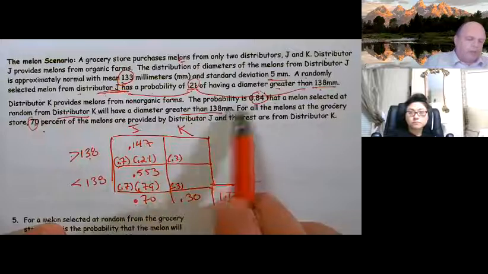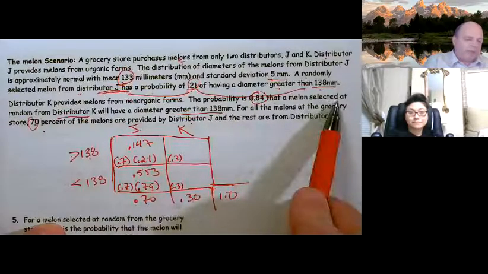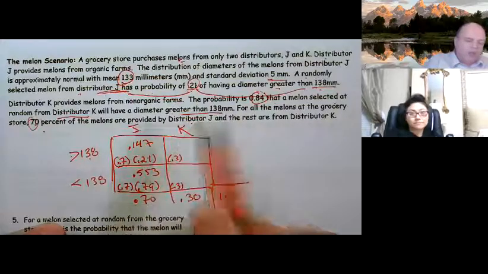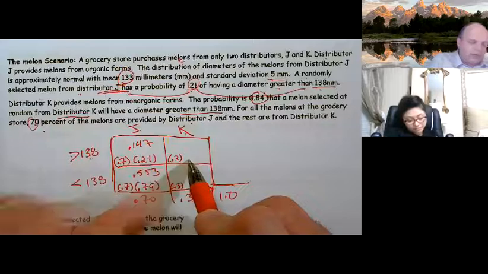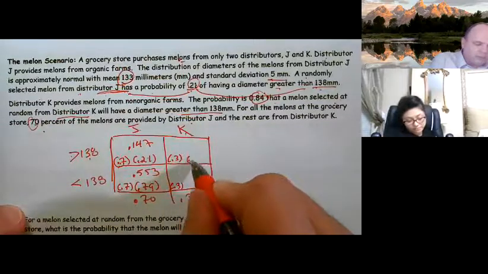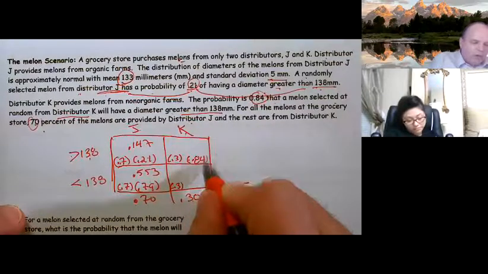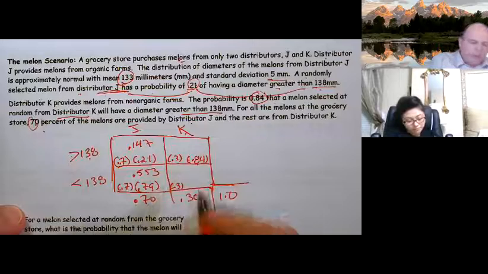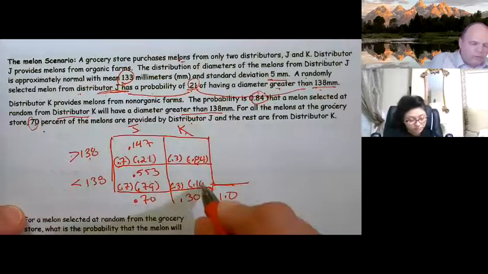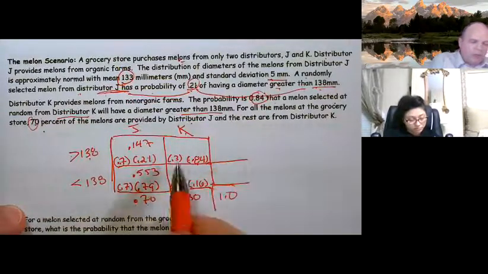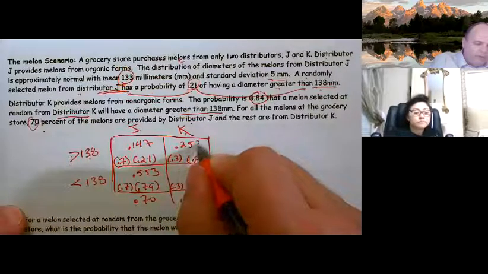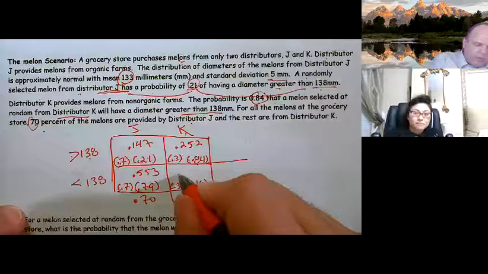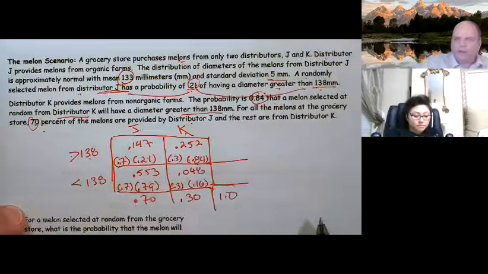Moving right along, the probability is 0.84 that a melon selected at random from distributor K will have a diameter greater than 138. So this is K and greater than 138, which intersects right here. And 1 minus 0.84 is 0.16. Multiplying this times this, I end up getting 0.252. Here I end up getting 0.048.